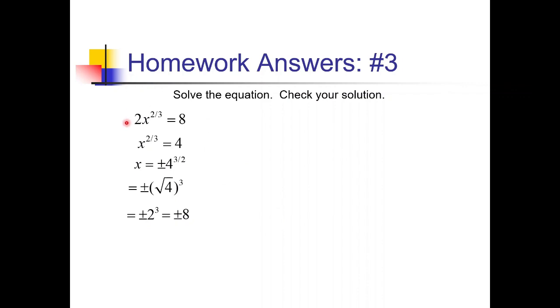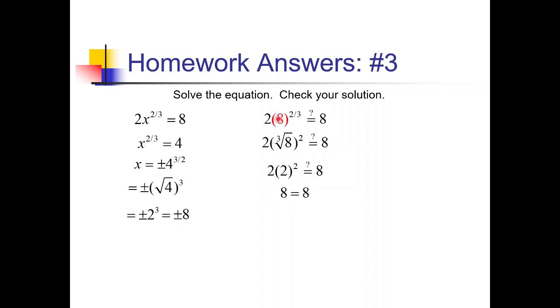So I have 2 times the cube root of, we'll do positive 8 first, so cube root of positive 8 to the second power is how I can rewrite all that. Cube root of 8 is going to be 2. 2 squared is 4, and 2 times 4 is 8. 8 equals 8, so that means that positive 8 is a good answer.